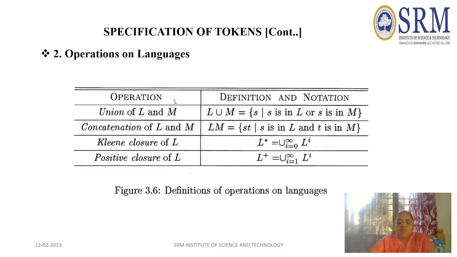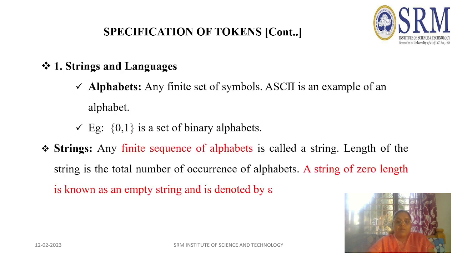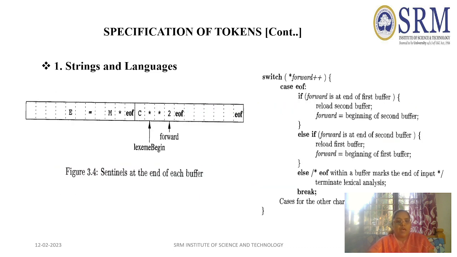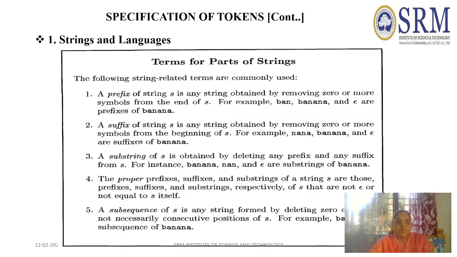So the first one, according to this, we have seen the formal notations of strings and languages. Under strings and languages, so far we have seen about alphabets: what is a binary alphabet, what is a string, and what is a language. Then the input buffering concept with the code, the longest match rule, and then the string related terms we have seen.